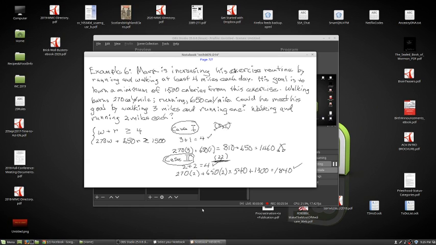How about 2 miles each then? Well, again, 2 plus 2 is 4. So that one checks. If we plug in 2 for W and 2 for R, we get 270 times 2 is 540. 650 times 2 is 1,300. We add those together, we get 1,840. And that, of course, does satisfy the condition. 1,840 is greater than or equal to 1,500. So this solution works. He probably could get by with walking a little more and running a little less, but he's just looking for easy solutions to that.